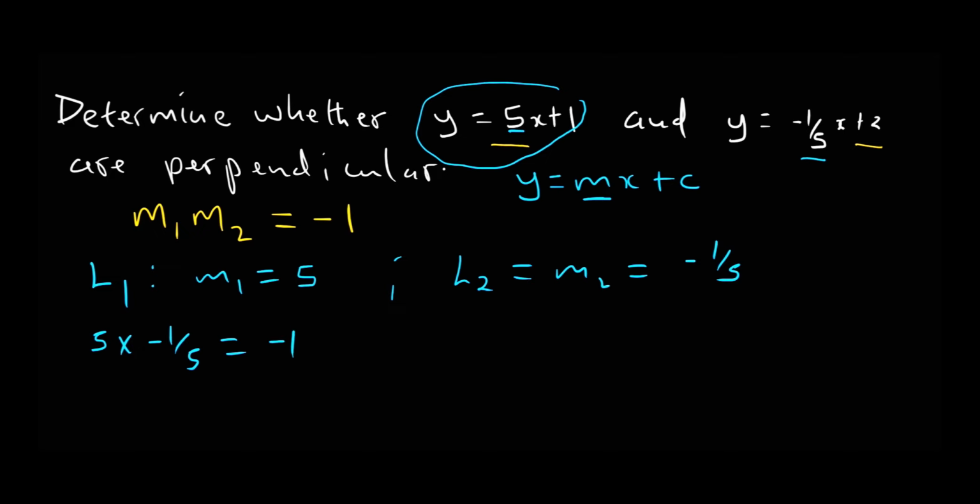Therefore, we can conclude that the line y is equal to 5x plus 1 is perpendicular to the line y is equal to negative 1 over 5x plus 2.